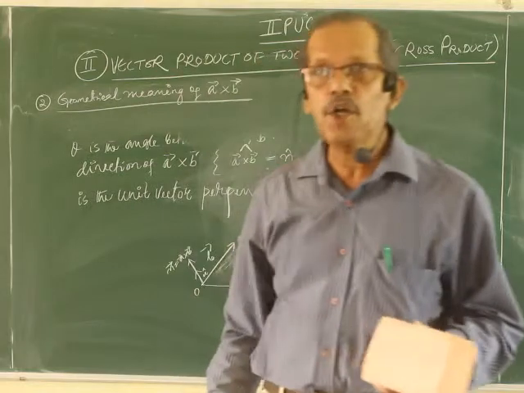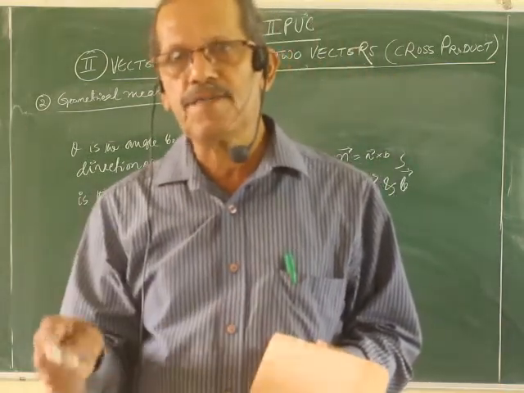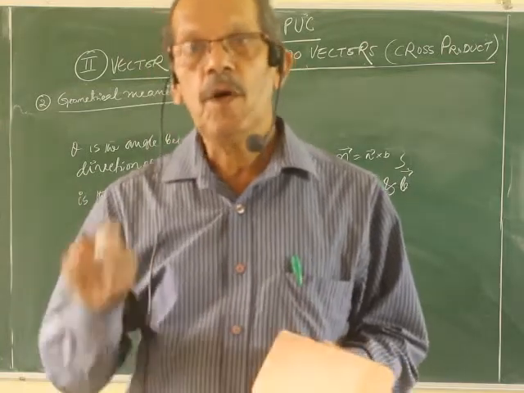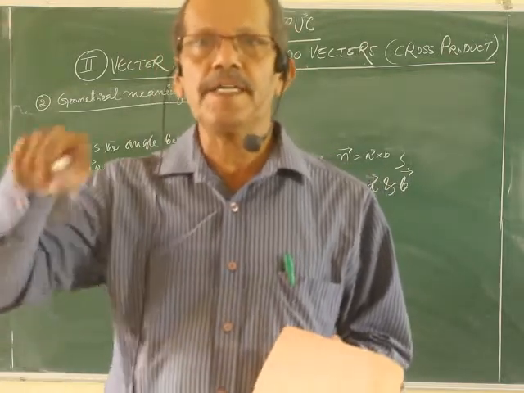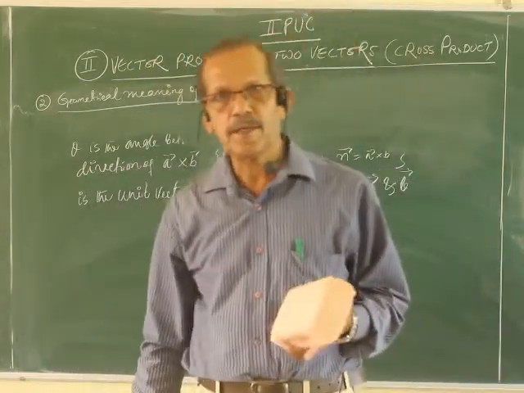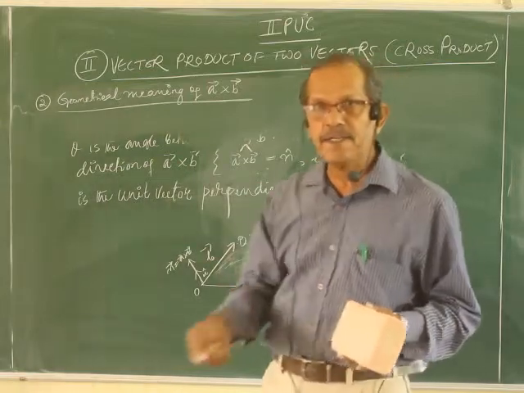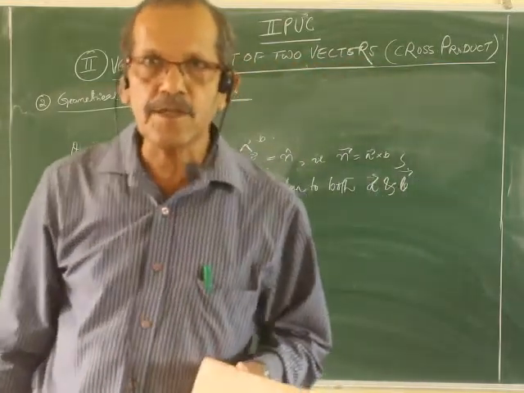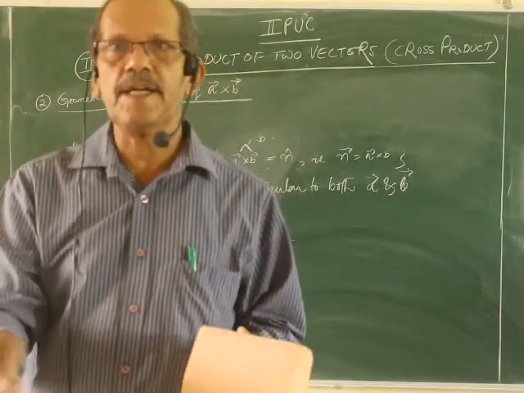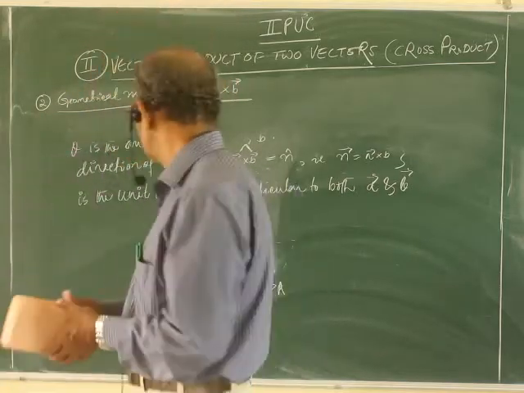Geometrical meaning of dot product is: it is the magnitude of the first vector into the projection of the second vector on the first. A dot B means it is actually the product of the magnitude of the first vector into the projection of the second vector on the first. It is the geometrical meaning.